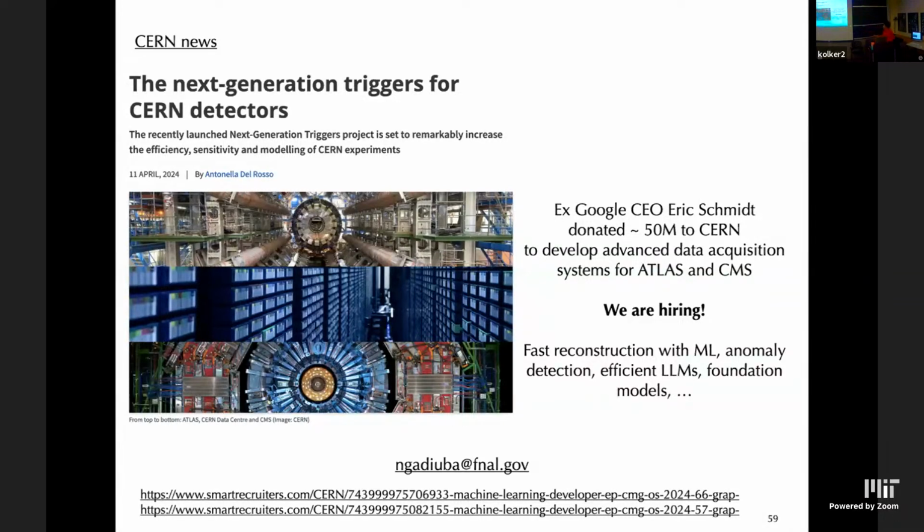And we're going to do a lot of fun stuff for fast machine learning, so fast reconstruction with ML, anomaly detection, efficient LLMs, foundation models, and so on.